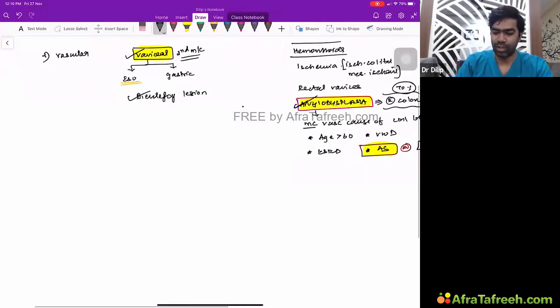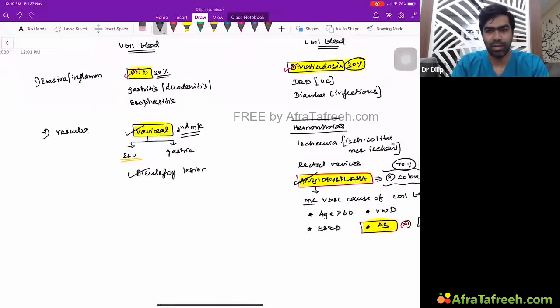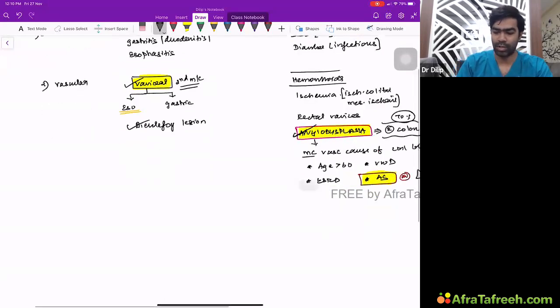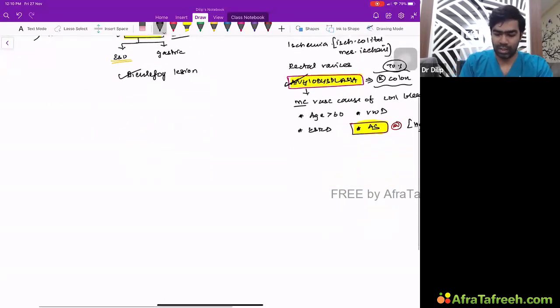So these are the usual things. There are 4 points which are very important. Most common cause of upper GI bleed, peptic ulcer disease. Most common cause of lower GI bleed, diverticulosis. Second most common cause of upper GI bleed is variceal bleed, and most common vascular cause of lower GI bleed is angiodysplasia, then followed by hemorrhoids.